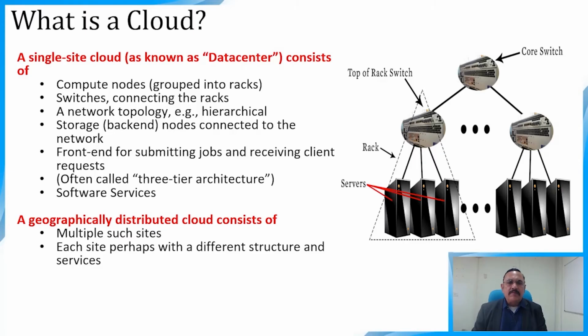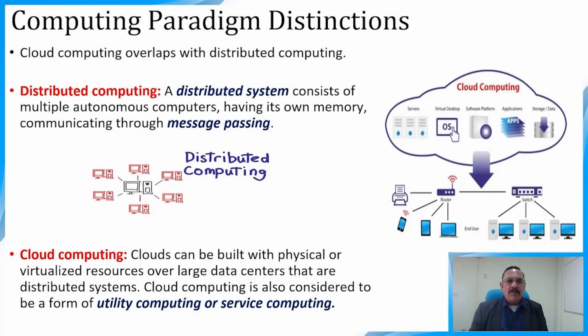Now, another thing to understand about the cloud is that it is a geographically distributed cloud, which consists of multiple single-site clouds, each site perhaps with a different structure and services. Together they are called a geographically distributed cloud. Now, cloud computing overlaps with distributed computing. As you know, distributed systems are a precursor to the cloud. So, cloud computing overlaps with distributed computing in that sense.